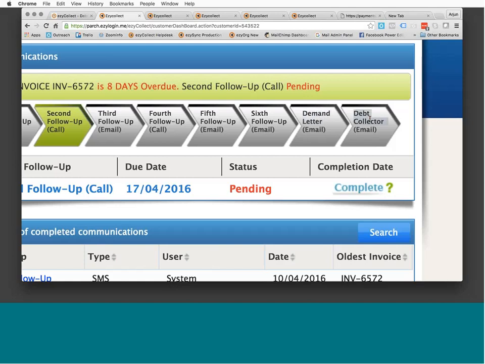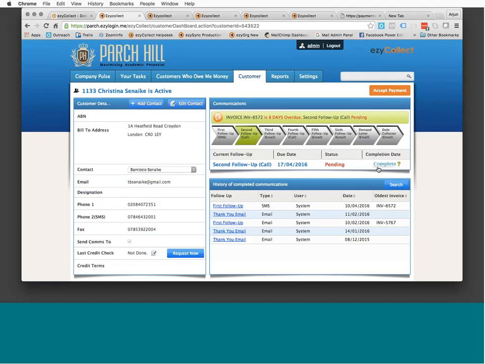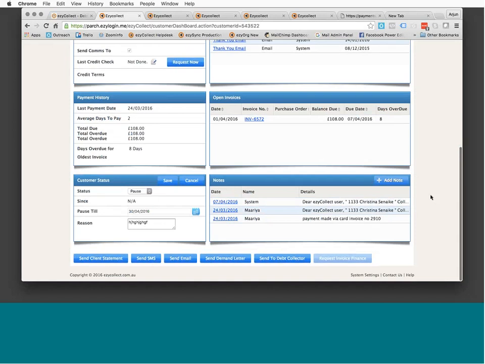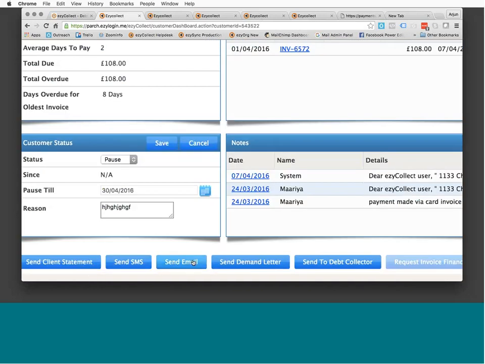Now, these two steps will never be automated in the sense that when someone has had all the 6 follow-ups and they still haven't paid, you will get an email every 2 weeks saying you have these 15 customers who have reached the stage called demand letter, meaning they haven't responded to your requests for payment. At that point, if you want to, you can send a couple more manual, a little bit harsher emails, or you can click send demand letter or send to debt collector.